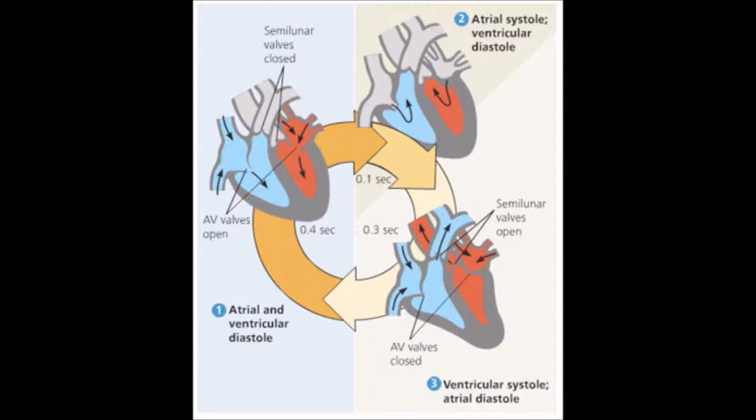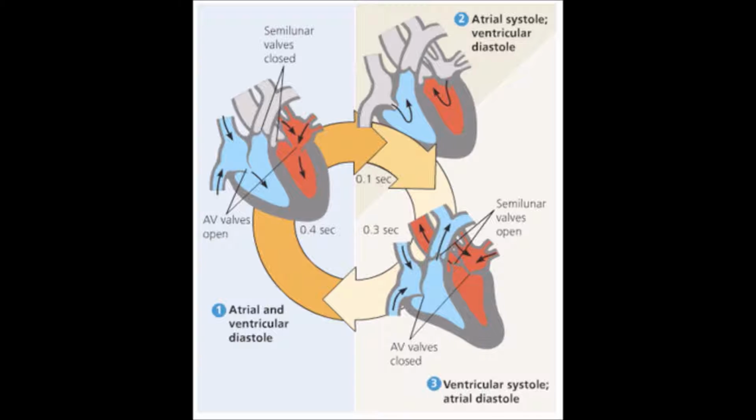Although we talk about the two separate pumps of the heart, the two sides of the heart work in tandem. The atria and ventricles contract simultaneously. Each heartbeat involves a contraction phase, known as systole, and a relaxation phase, known as diastole. The events associated with the flow of blood through the heart chambers during a single heartbeat is known as the cardiac cycle. So let's have a look at the cardiac cycle in a little bit more detail.